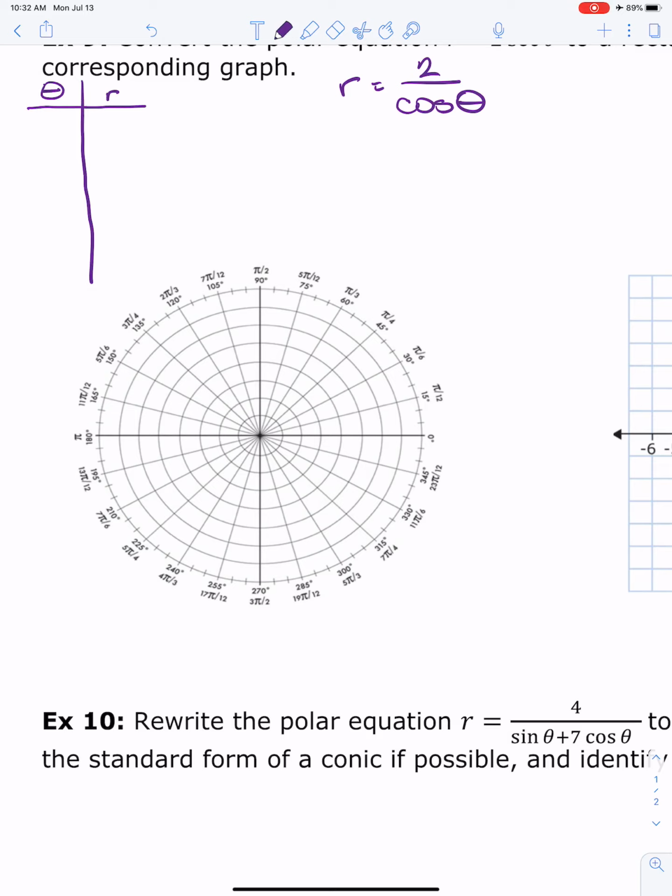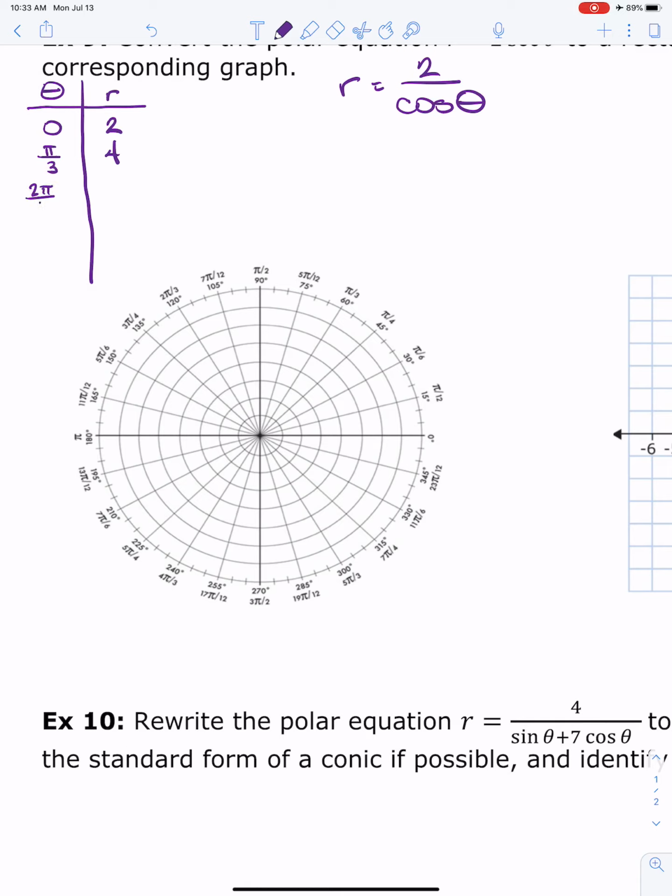So first things first, I'm going to plug in theta equals 0. At 0, the cosine is 1, so 2 over 1 is 2. Easy enough. I don't really want to deal with cosine being square root of 3 over 2, so I'm going to avoid my pi over 6's. But at pi over 3, cosine is 1/2. 2 over 1/2 is 4. So that's doable. Pi over 2, that's going to be undefined. I'm not even going to touch that at this point.